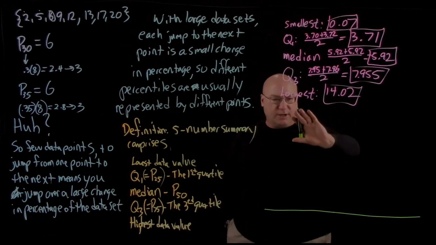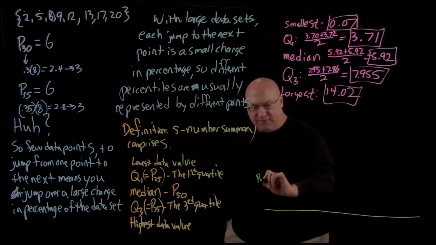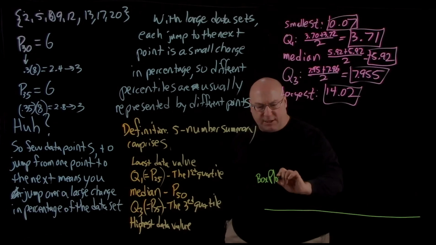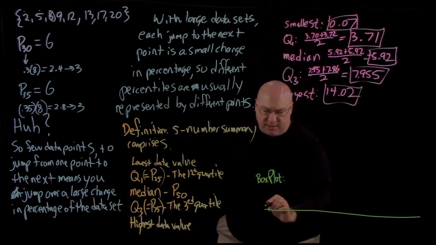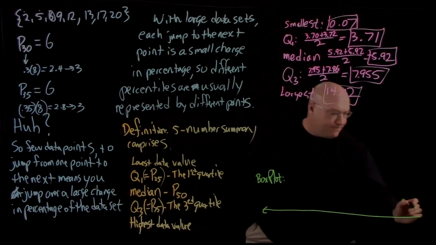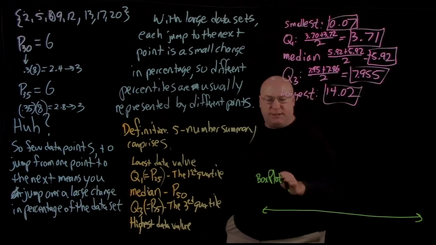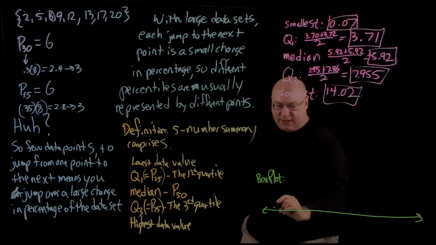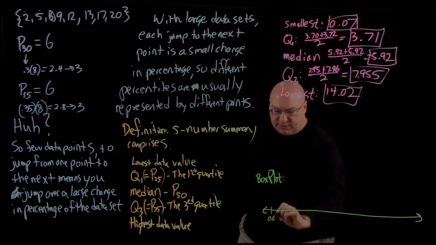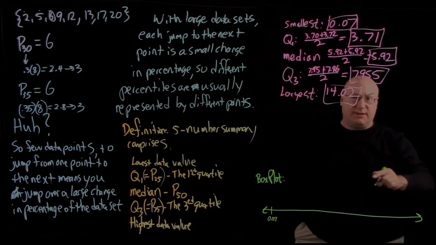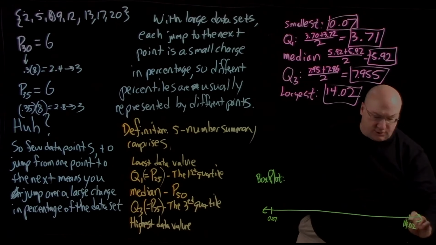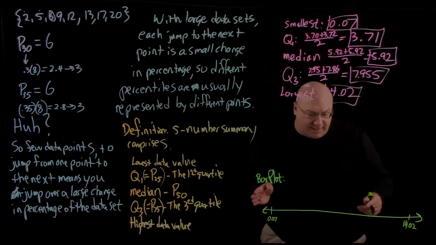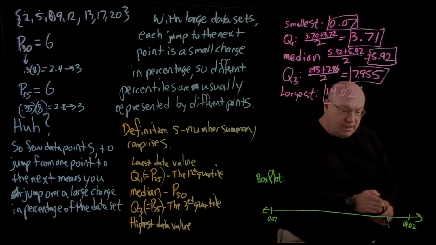Okay, I'm leaving a little space here because I want to write some more stuff. But here is my box plot. And like I said, it's also called a box and whisker diagram. So this is my number line. What I'm going to do is put at the left end of it the lowest value, 0.07. I'll put at the right end of it the largest value, 14.02.